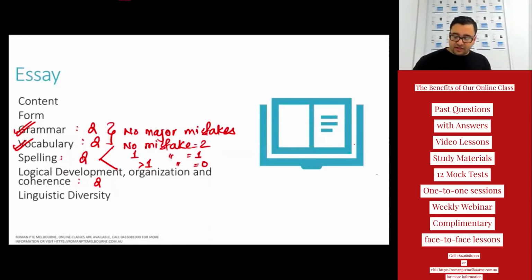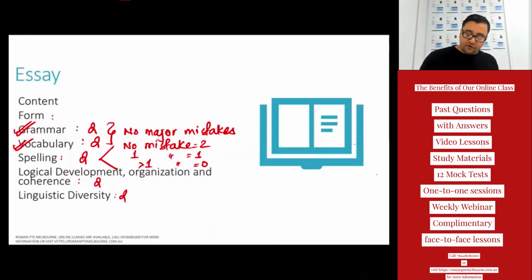Linguistic diversity is more about the ease of using complex language and easy language depending on your own requirement. That is called linguistic diversity. If I look at your work and if I feel like you are not restricted in expressing yourself because of limitation of your structures, then that's how I'll decide whether you should be getting 2 in linguistic diversity or not.